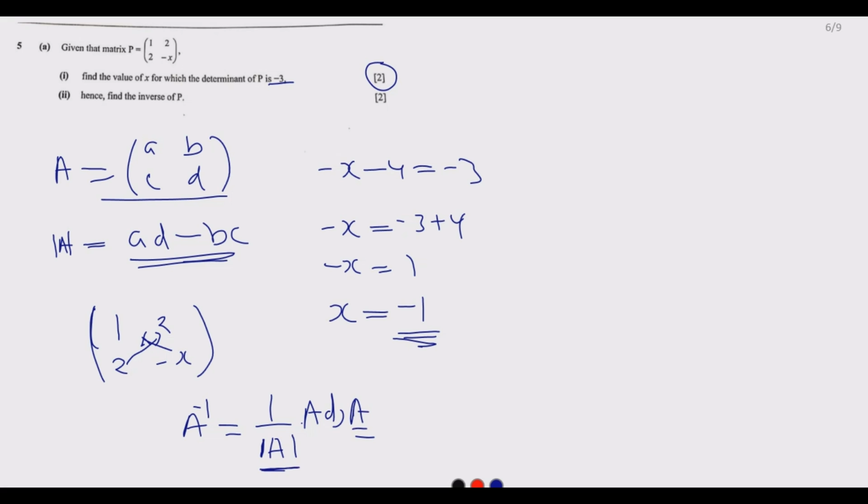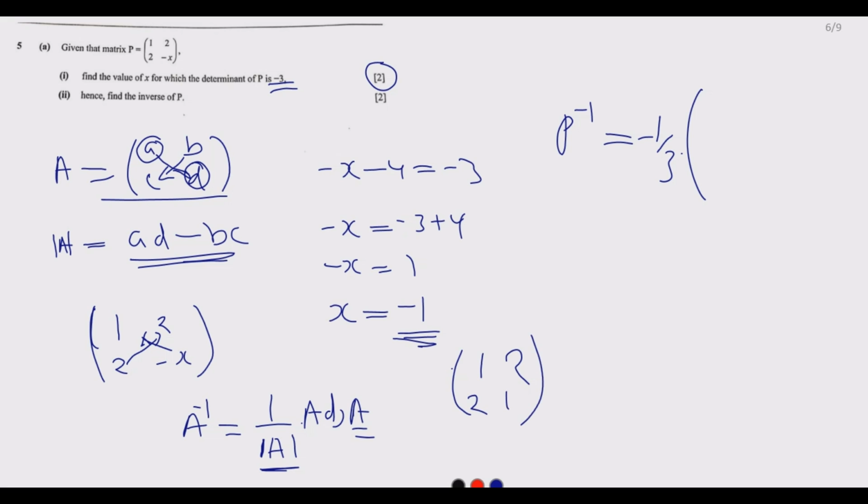We know what the determinant is for P. When you talk about the adjoint, it means you swap these two, then you change the signs of this one and that one. That's what that matrix is. In this case the determinant is negative 3, so it will be 1 over negative 3, which is negative 1 over 3, then we multiply by the matrix. Having found that x is equal to negative 1, our matrix becomes 1, 2, 2, and negative 1 times negative 1 gives a 1 here. So this is our matrix.